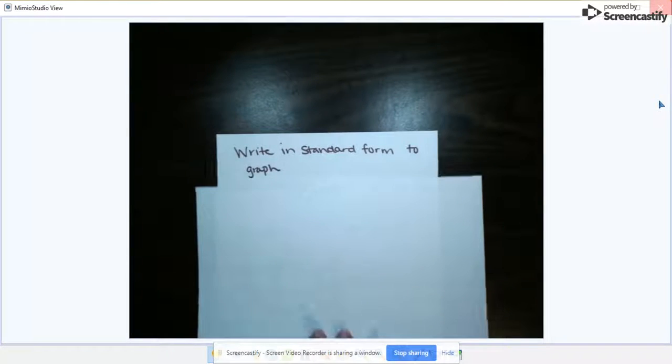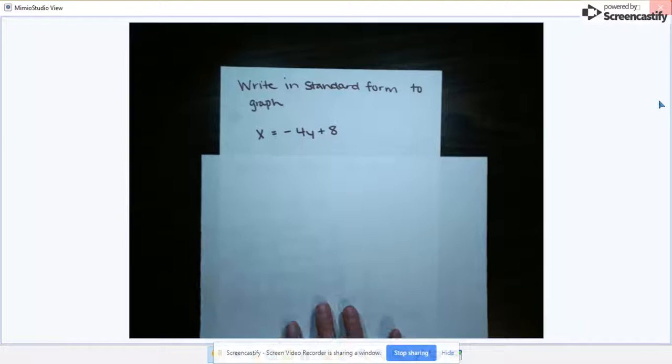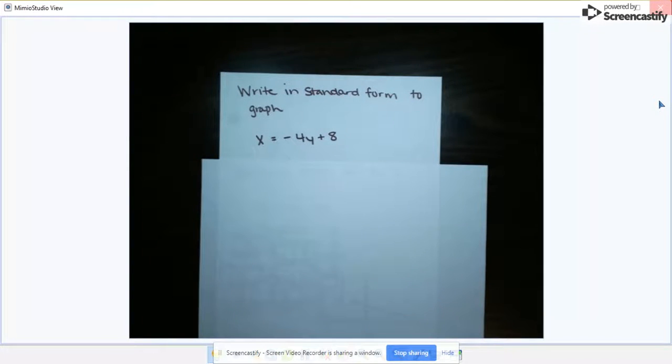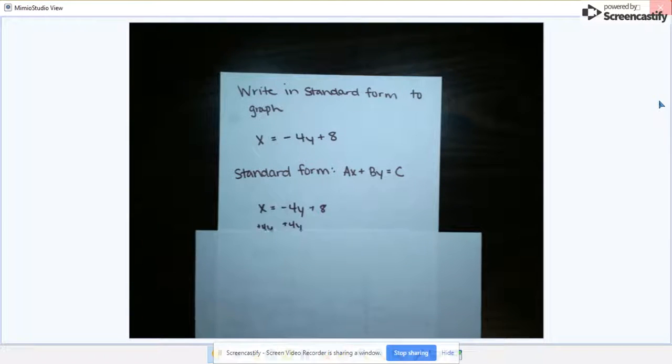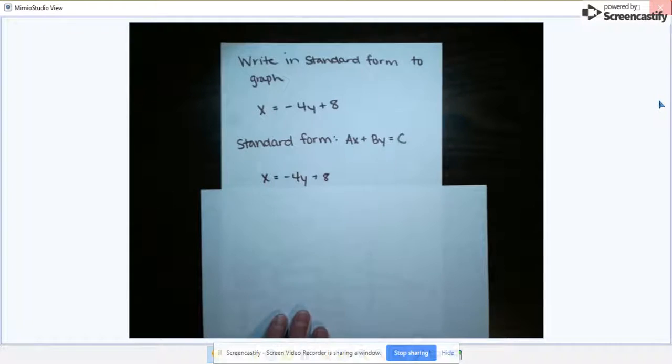And finally, sometimes we're going to be given an equation where the equation's not in standard form. So we're going to want to put that into standard form to help us graph. And a reminder, standard form means that our x and our y are on the left side and our number, our constant, is by itself on the right. So we're going to take x equals -4y plus 8, and we're going to put that in standard form.